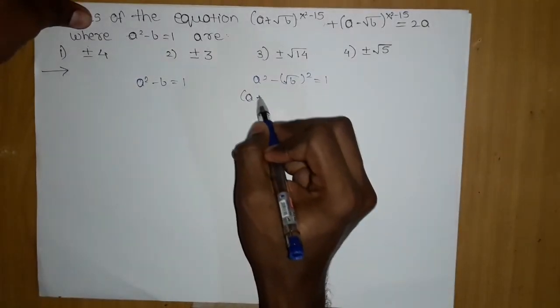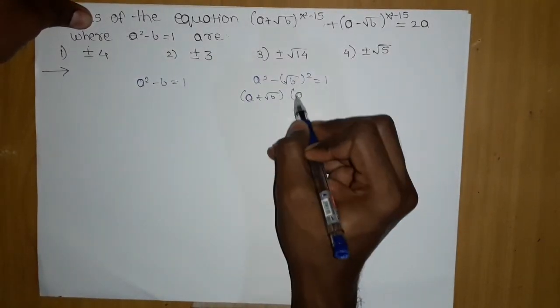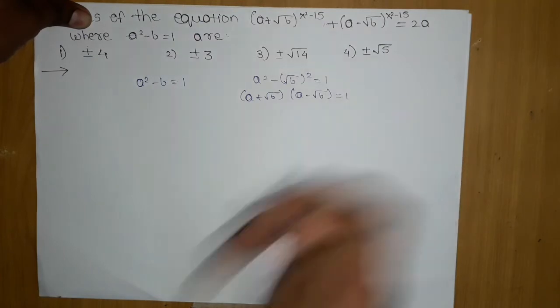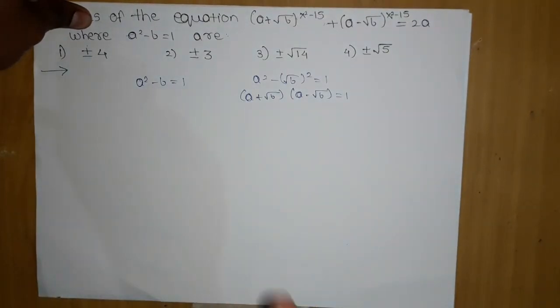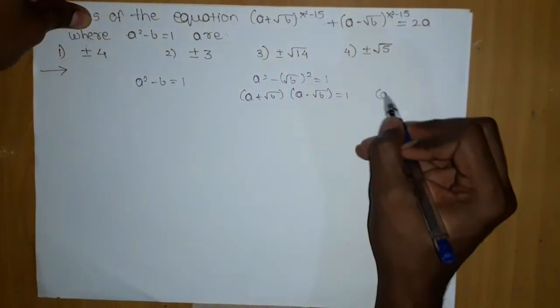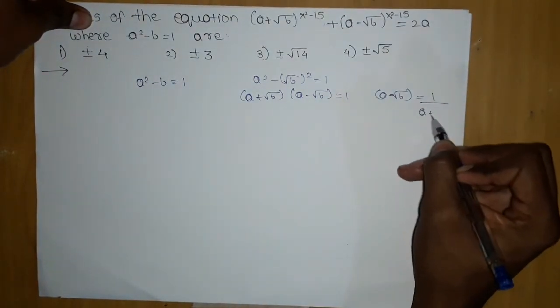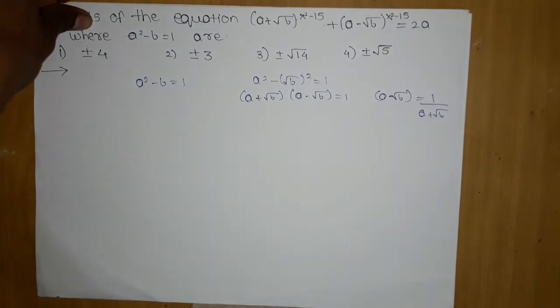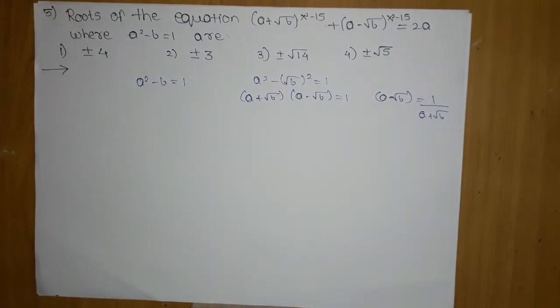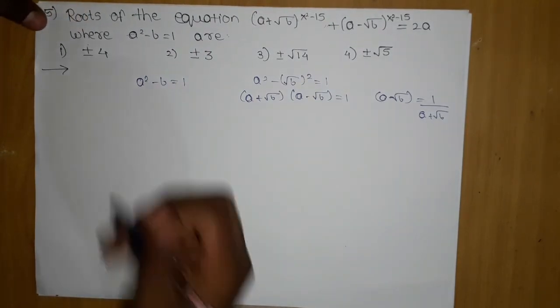Now we can apply a square minus b square again. If I apply it, I will get root b into a minus root b equal to 1. This indirectly gives us the relation for a minus root b, which is 1 upon a plus root b. So we got the relationship, and now we can try to think of forming a quadratic equation.